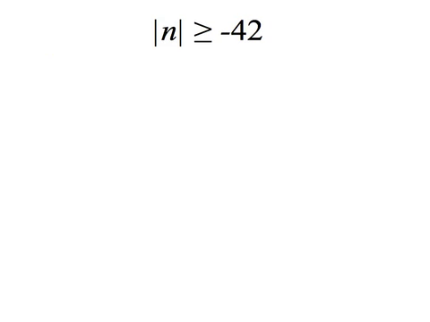Now we're looking for numbers that have an absolute value which is greater than or equal to negative 42. Well, all absolute values are greater than or equal to 0. Therefore, all numbers have an absolute value greater than or equal to negative 42.